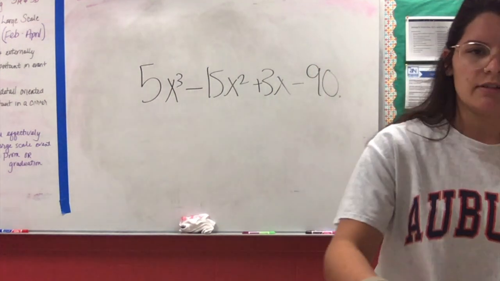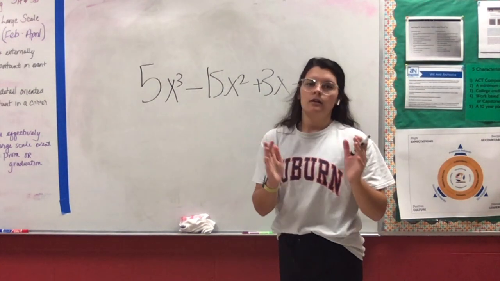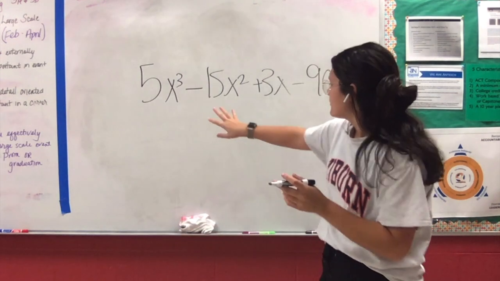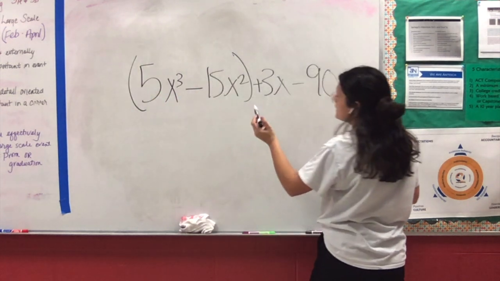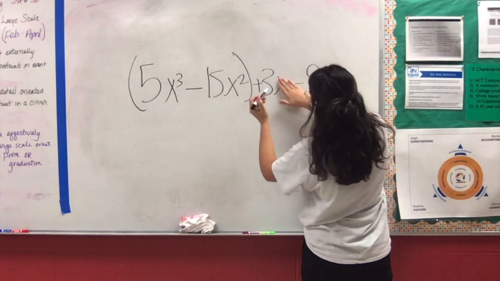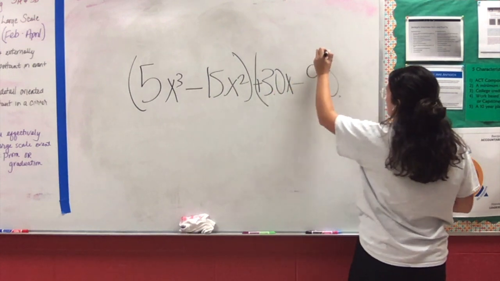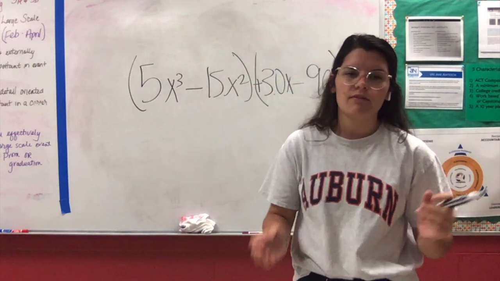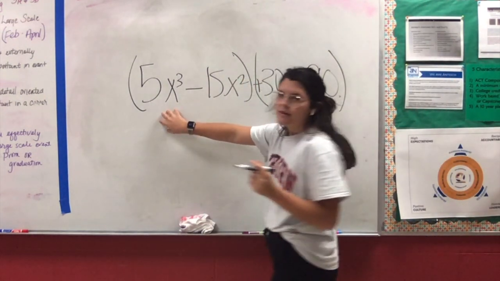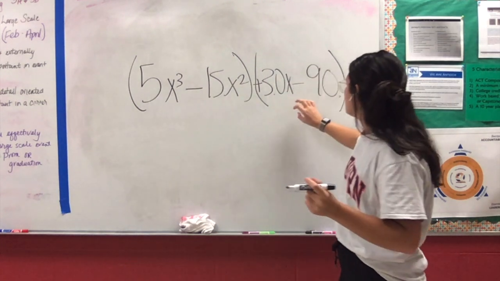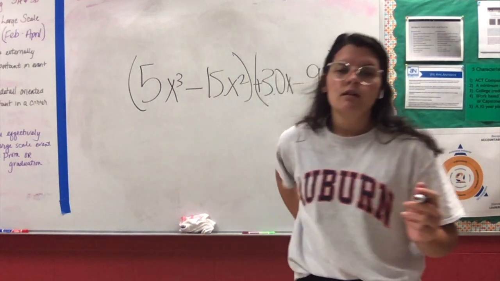Okay, and the first thing we want to do, this is called factoring by grouping. So the first thing we want to do is group our terms together. So we want to group these first two terms and these last two terms. So we're going to have 5x cubed minus 15x squared, and then this is supposed to be a 30, my bad, positive 30x minus 90. Then we're going to factor each binomial. We're going to find the greatest common factor between these two terms and then the greatest common factor between these two terms.